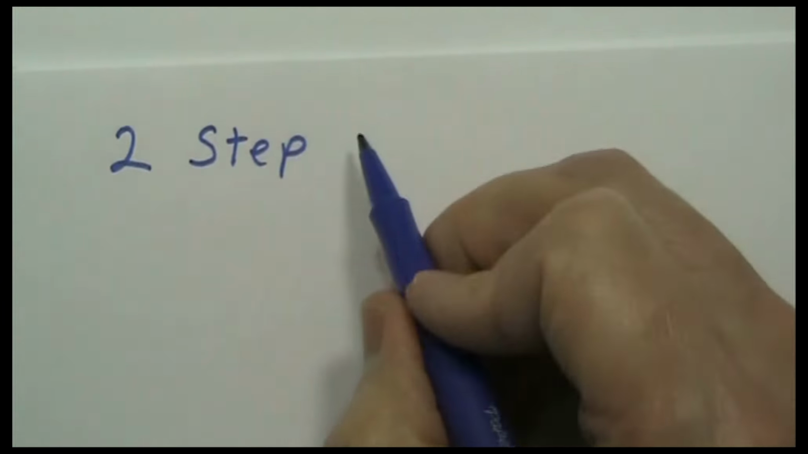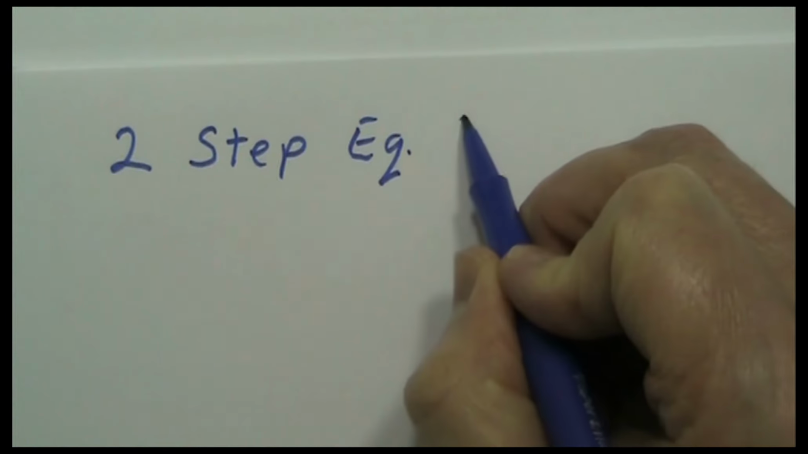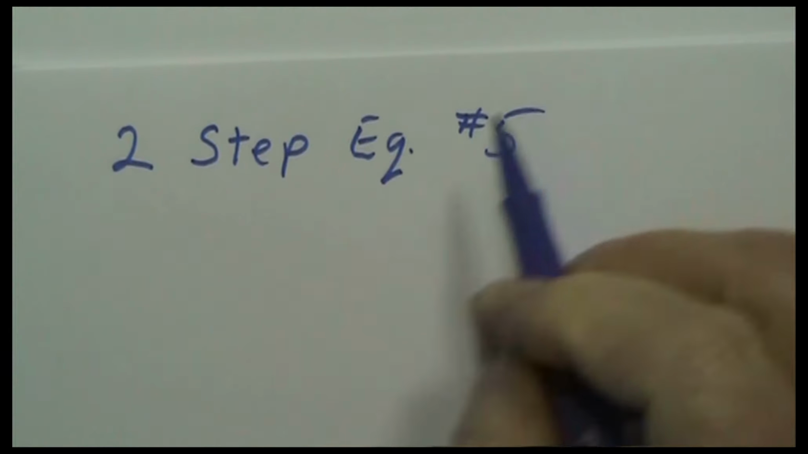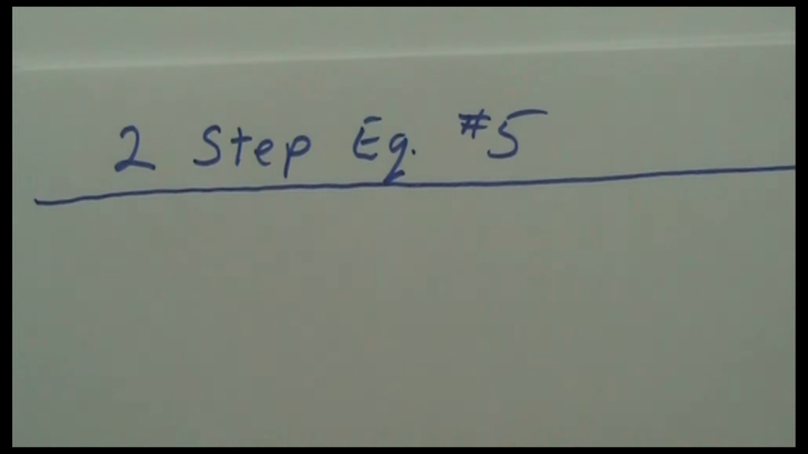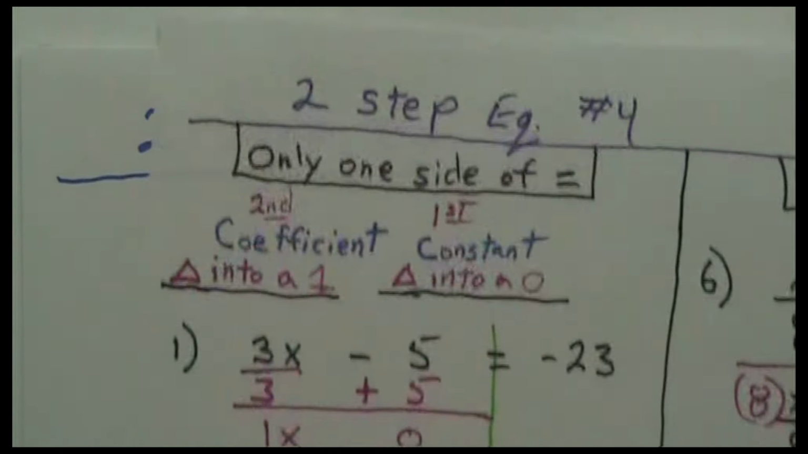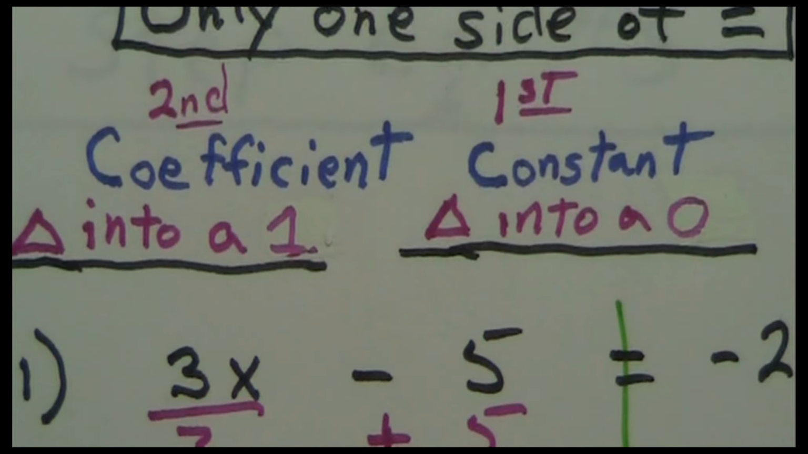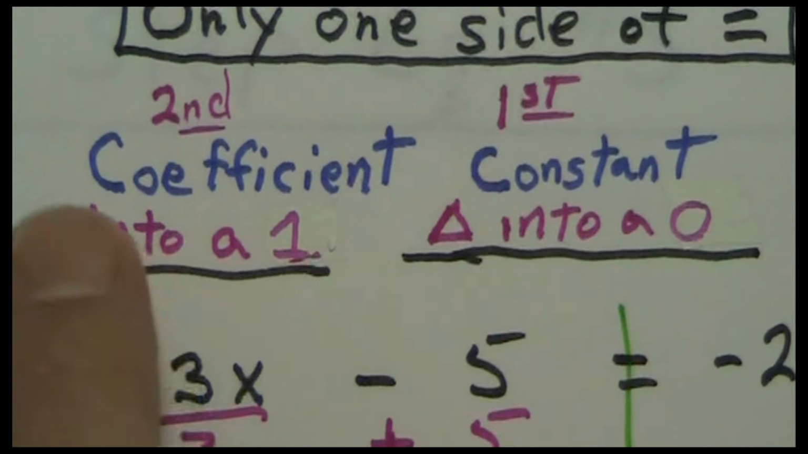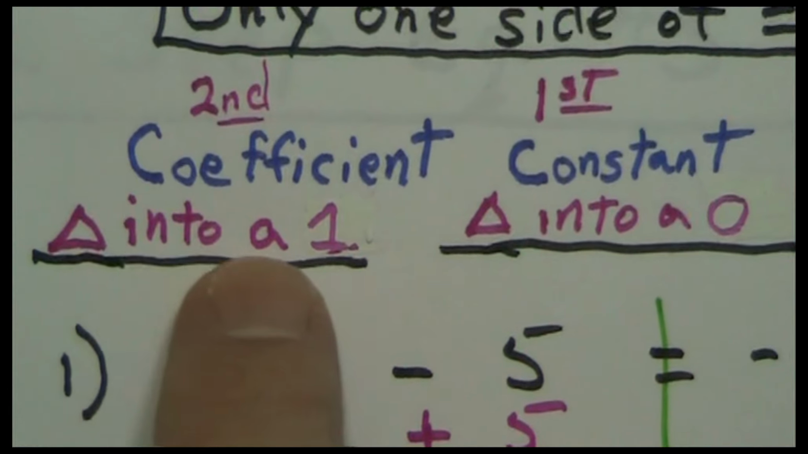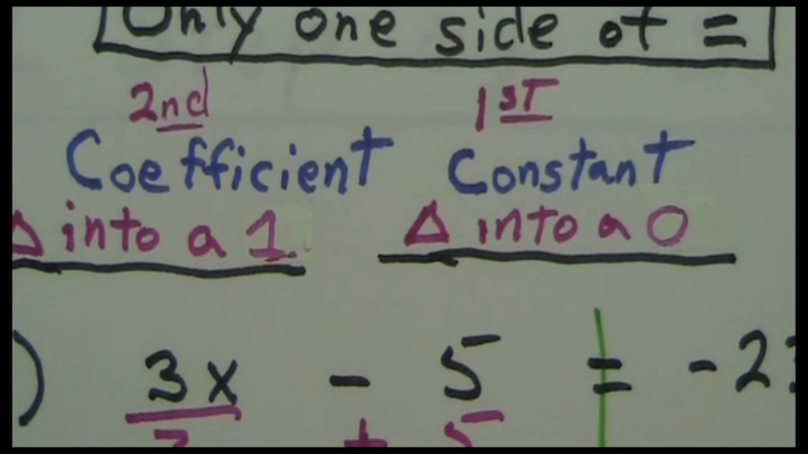All right, today's title is Two-Step Equations, and I'll abbreviate. And this is number 5. If you remember from last time that we went over this, the first step is to make the constant into a 0. And the second step is to take the coefficient and change that into a 1. Okay, those were the 2 steps that we did.